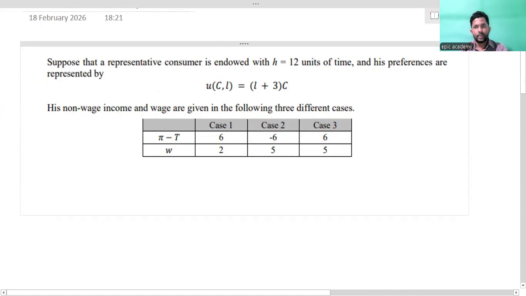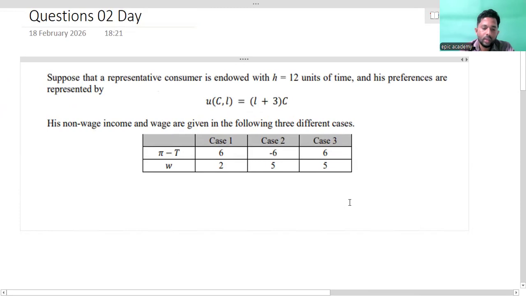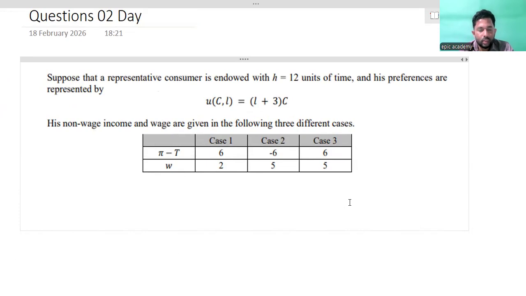In this question, suppose that the representative consumer is endowed with H equal to 12. So then you have to identify this particular consumer's consumption level, endowed with 12 hours. That means you have only 12 hours to spend on particular purposes. It may be consumption or leisure. This endowment is very important to understand the calculation related to that particular question.